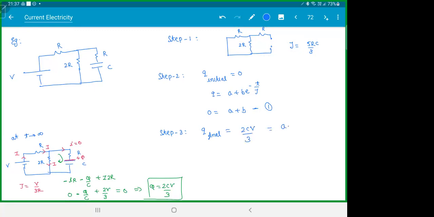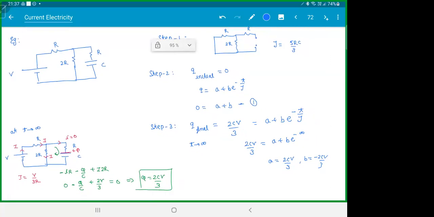So the formula is A plus B into e power minus t by tau. Q final, meaning t is infinity. So 2CV by 3 is equal to A plus B into e power minus infinity. That is 0. So A is 2CV by 3. A plus B is 0. So B is minus 2CV by 3. Done. Put it in the formula. Q is equal to A plus B, 2CV by 3 times 1 minus e power minus t by tau, that is minus 3t by 5RC.